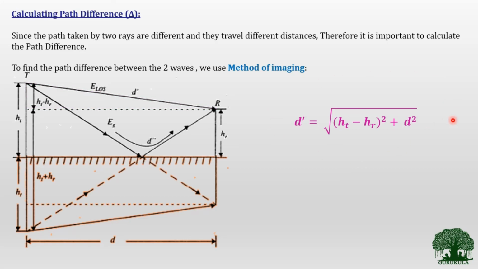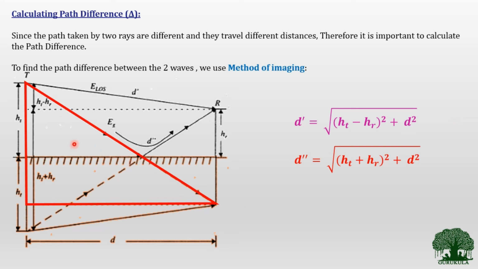Similarly, to find the distance traveled by the reflected path, I can consider this particular triangle, so that from it I can write d double prime equals the root of (ht plus hr) whole squared plus d squared. Already I have ht over here, and this particular part is equivalent to hr, so the total distance is ht plus hr. So root of (ht plus hr) whole squared plus d squared will be my d double prime, and we always know that the formula to find the path difference is delta equals d double prime minus d prime.